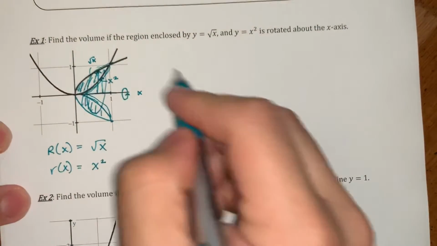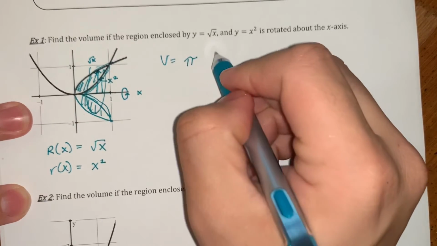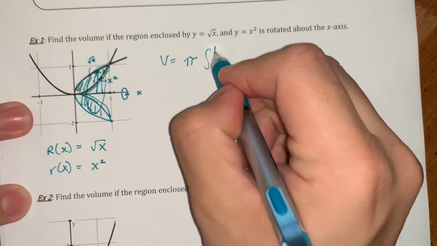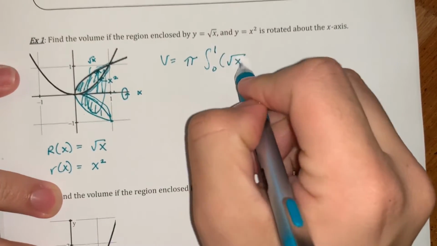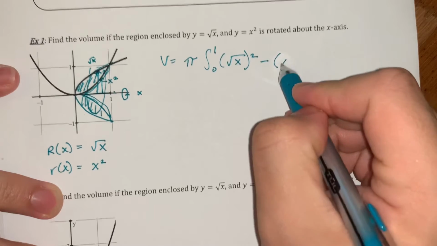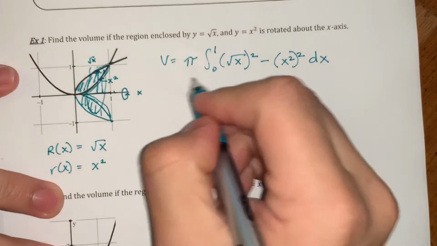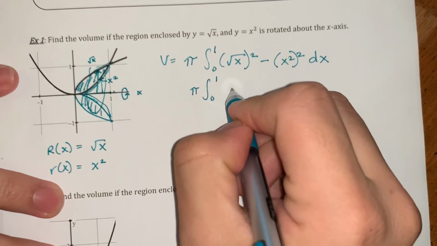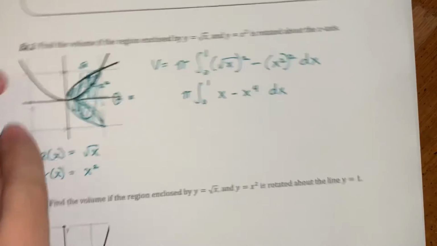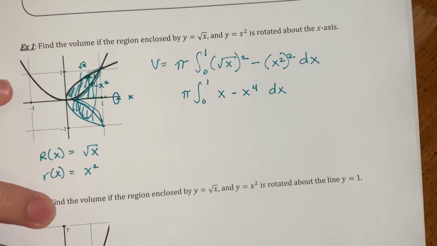Okay, so if I set up my integral as such, the volume is equal to pi, from 0 to 1, that's where they intersect, of the square root of x squared minus the inner radius, x squared, dx. Then of course I can simplify this a little bit more. So that's pi from 0 to 1 of x minus x to the fourth dx. All right, and I trust you guys to do the integration, so I don't make this video longer than I wanted to, and I always seem to do that, but whatever.